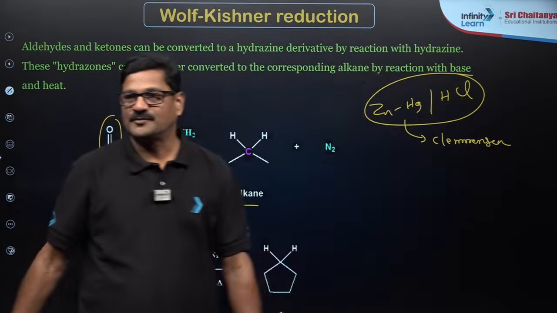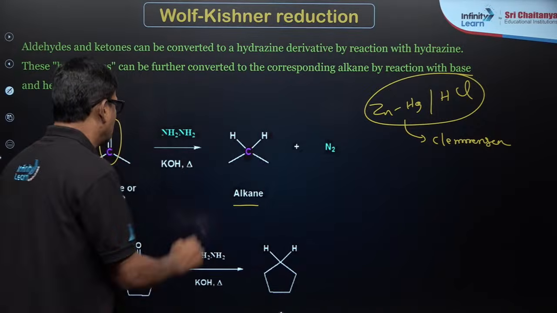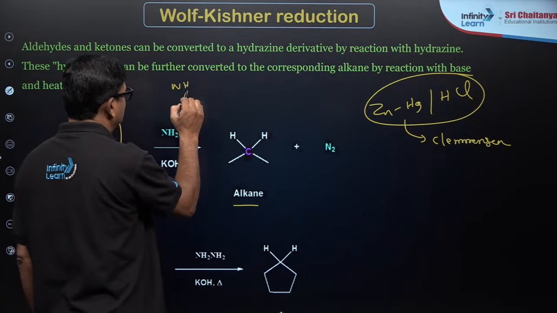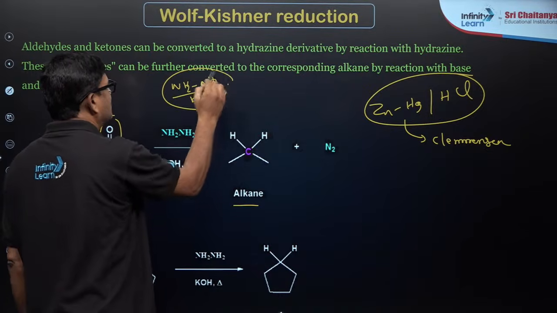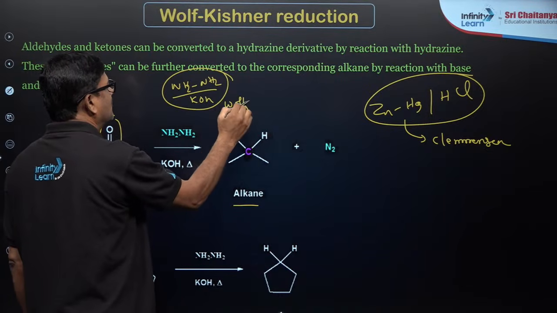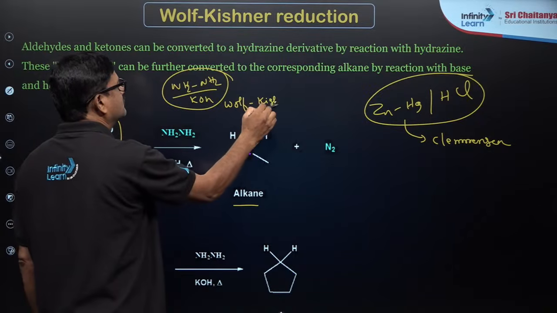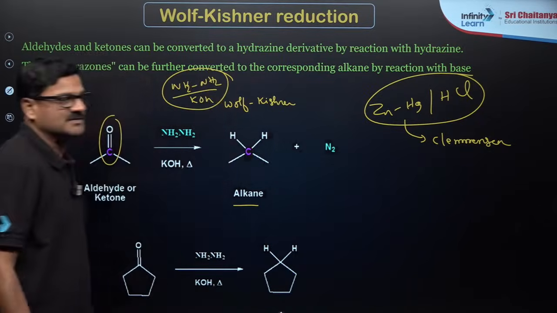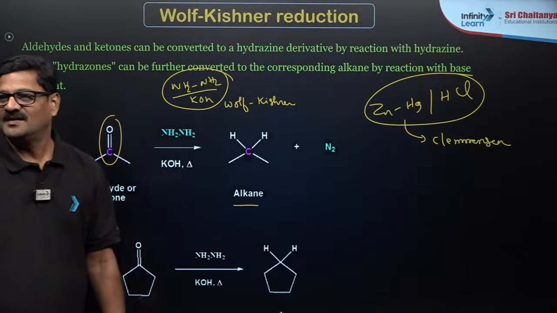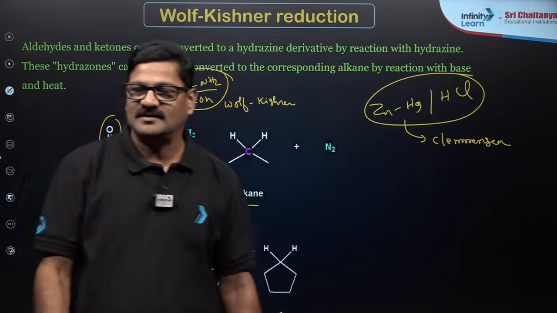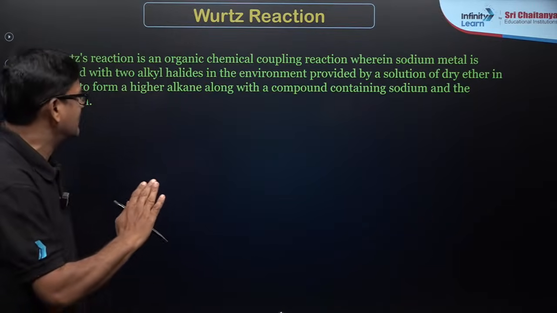Clemmensen reduction. Fine. If the reagent is NH2NH2 and KOH, it is Wolff-Kishner reduction. Wolff-Kishner reduction. Fine. Okay, children, Sahil and other students, please participate in the discussion.